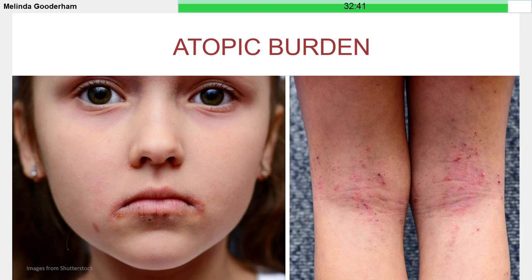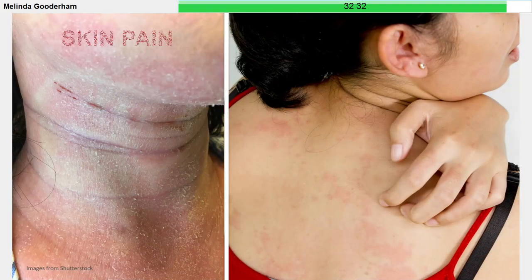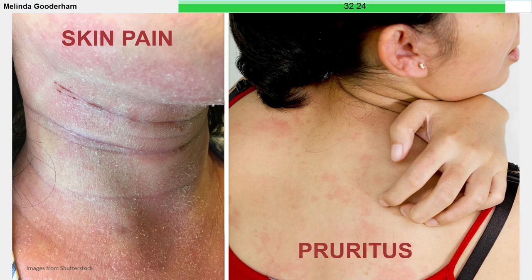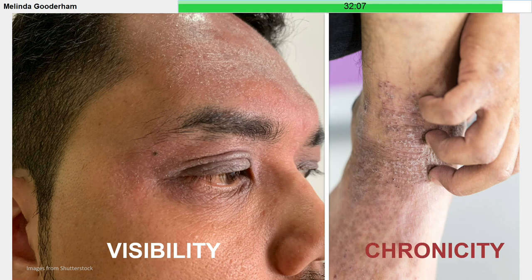So the classic presentations, the signs and symptoms: you can see the Dennie-Morgan folds, the erythema, the excoriations, the lichenification. You can see the skin pain that patients suffer from, whether it's from edema, erythema, or skin fissuring, and the pruritus that we've already heard so much about this morning, and the impact that pruritus has as the hallmark of this condition. There's also the visibility of the disease: if you have atopic dermatitis, sometimes it's not easy to hide that from other people. And then, of course, the chronicity.